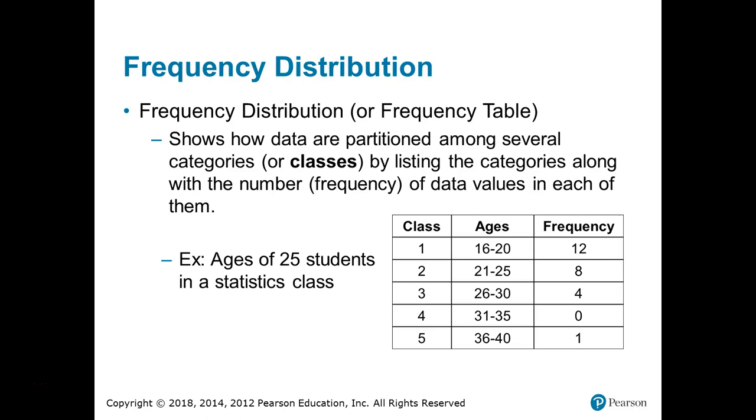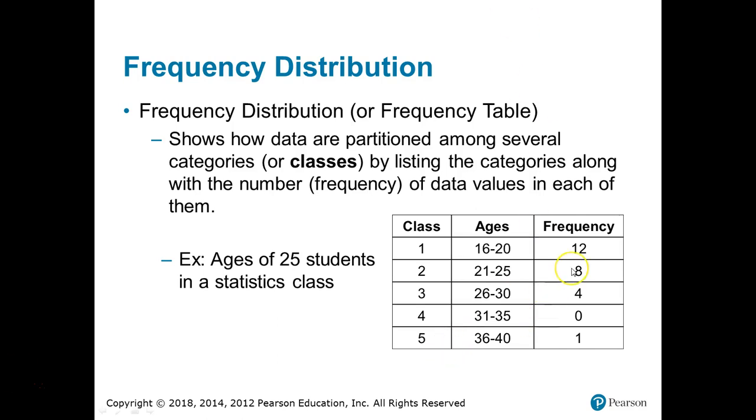So let's just say that we wanted to know the ages of 25 students in a statistics class. So I would ask each of you your age, you would write it down, and then I would have 25 pieces of data. Well, that's fine and dandy, but it's kind of hard for me to make conclusions just looking at 25 random numbers. So now I'm going to put those numbers into a table or a chart that's going to help me make some conclusions about it.